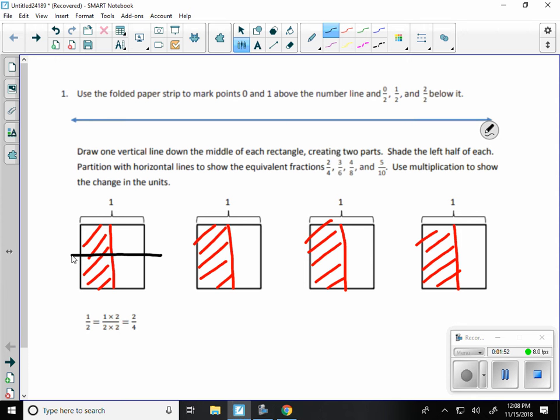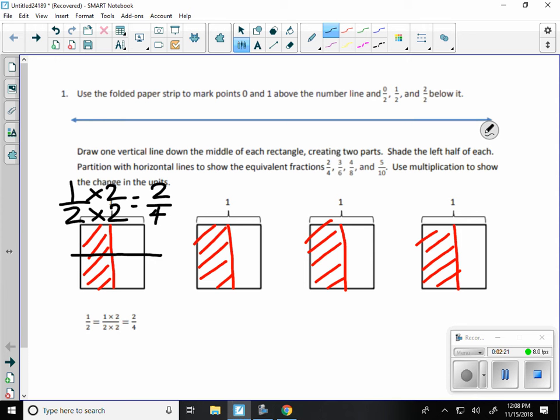So 1/2. What you do to the top, you do to the bottom. They multiplied the top by 2 and the bottom by 2. What you do to the top, you do to the bottom. You cannot multiply by 2 different numbers. So 2 out of the 4, 2/4 is equivalent to 1/2.